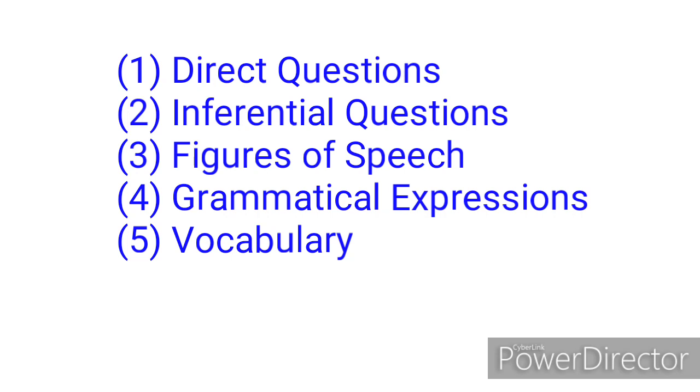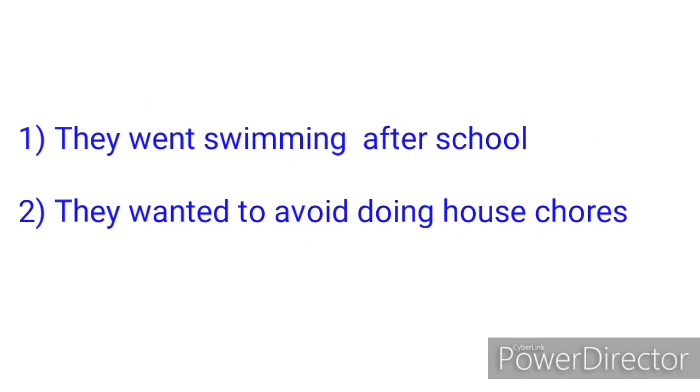For example, in the 2019 comprehension passage, the first question was, state 2 reasons why the writer and his friends always came home late. The answer to this question is clearly seen in the first paragraph of the passage. While answering this question, you do not have to copy the lines where you have the answer. You should prove that you understood the passage by answering in your own words. You can answer it like this. 1. They went swimming after school. 2. They wanted to avoid house chores.